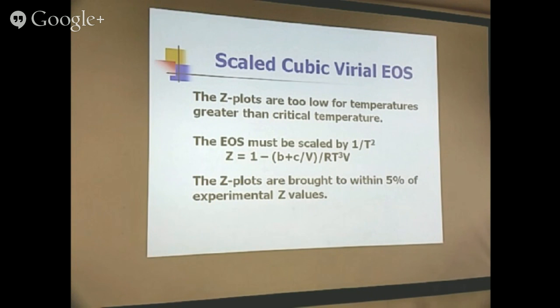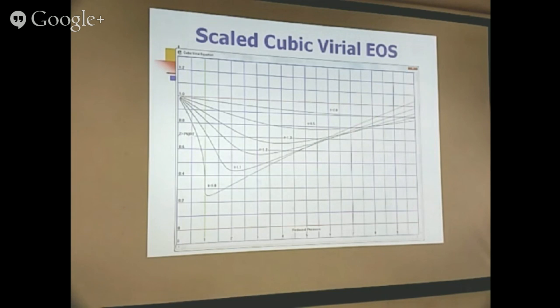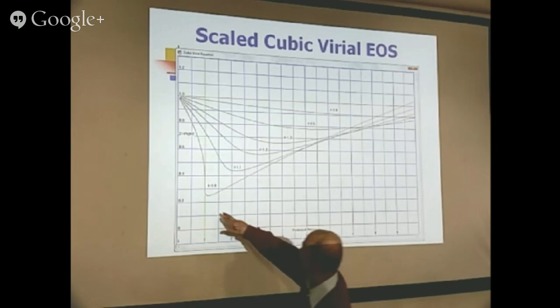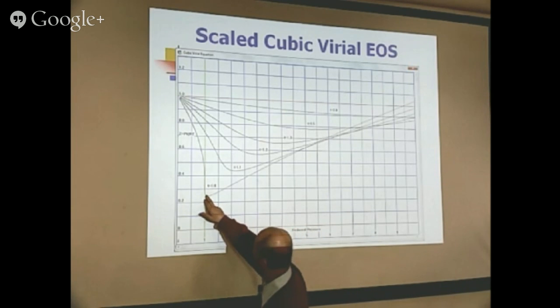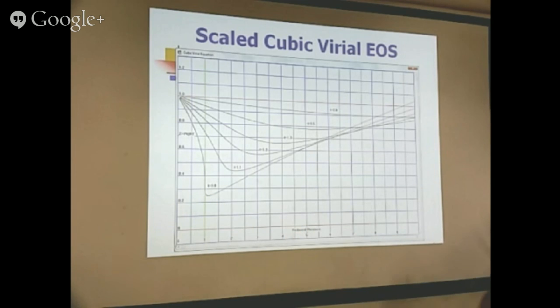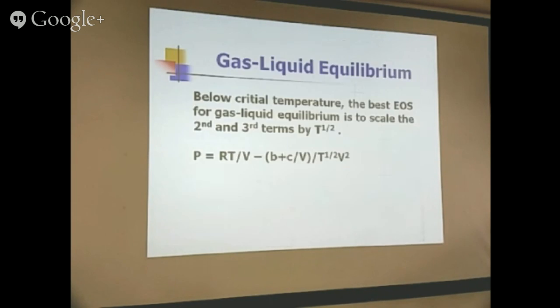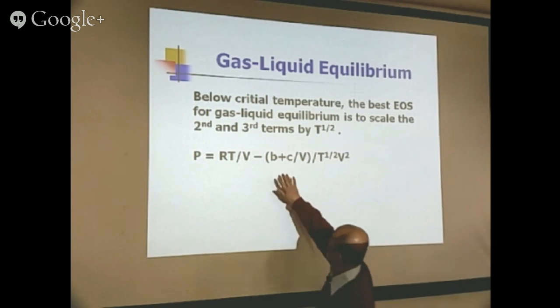If I scale this equation by a factor of T squared, then the Z plot is brought to within 5% of experimental value. So this is the best plot I can generate with my equation of state. It deviates a little bit. For example, it dips down to 0.2, and I have it about 3% off. So I think I have the general trend correct if I scale the equation properly. But the second virial coefficient, the second term and the third term are scaled together.